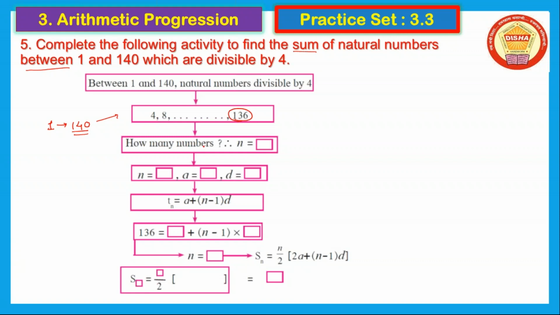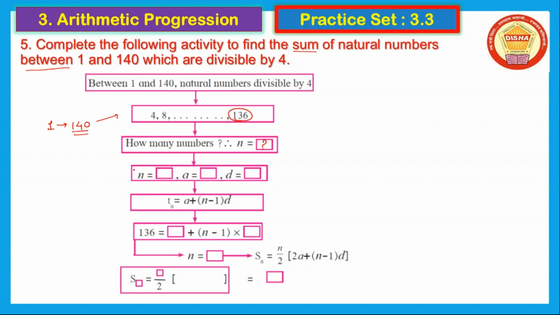Then what is given? How many numbers, that is n here? See how many terms are there. The number of terms is not known here because 136 is the last term, so we write a question mark. In the given sequence, we have to find the sum of the terms between 1 and 140 which are divisible by 4.